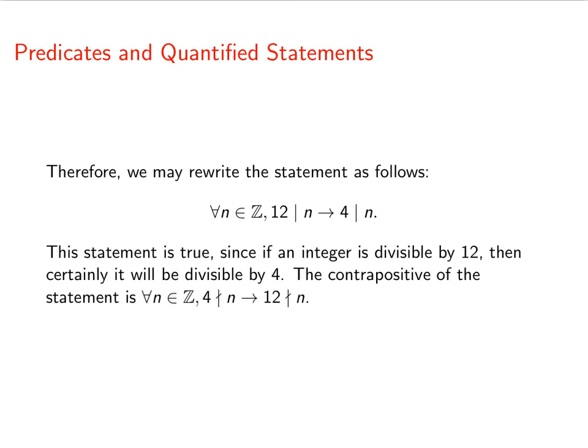The contrapositive will be, for all n in the integers, 4 does not divide n implies 12 does not divide n. And then finally, the negation would be, there exists an n in the integers such that 12 divides n and 4 does not divide n. Okay, that's all for now.